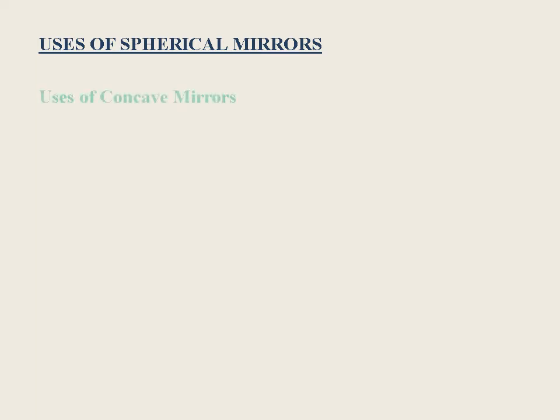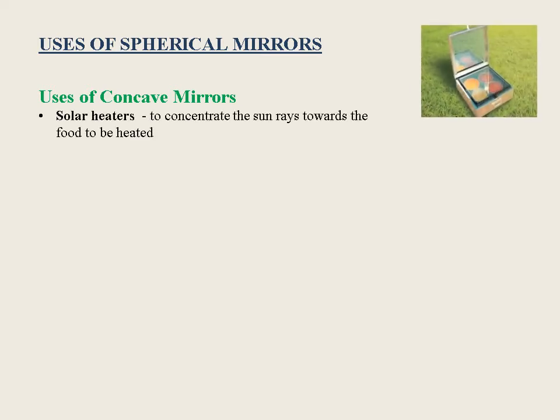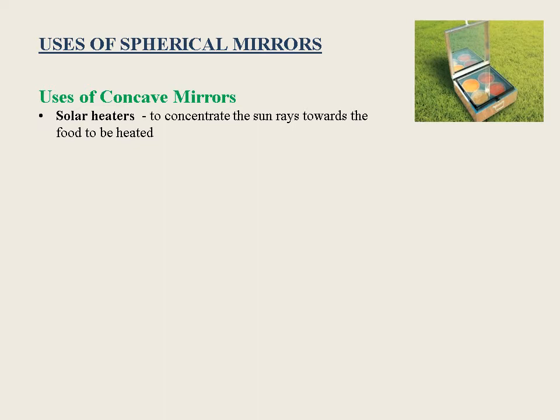The next subheading is uses of spherical mirrors. In that, we are going to find the uses of concave mirrors. Concave mirrors find a large number of uses in our daily life. Some of them are listed below. Concave mirrors are used in solar heaters to concentrate sun rays towards the food in the container to be heated.